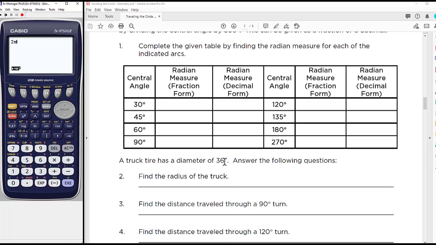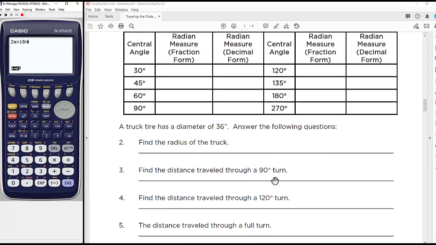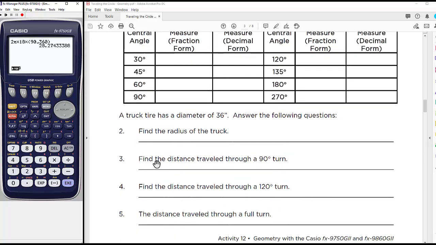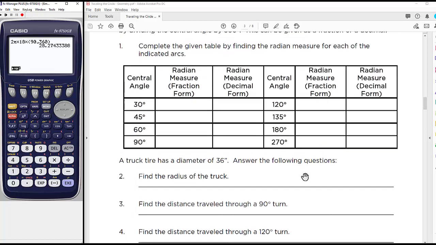In this case, a 36 diameter would mean an 18-inch radius, so times 18 times the fraction. I need a 90-degree turn, so 90/360, which we would have already figured out in our calculator, but we're going to do it separately here. So 90, and I'm going to use that fraction button and execute, and I get my answer. That's the distance traveled at a 90-degree turn, so 28 inches and 27 seconds for that tire.